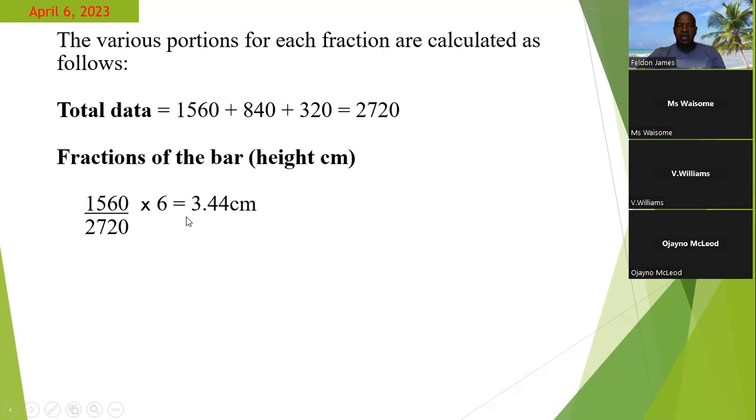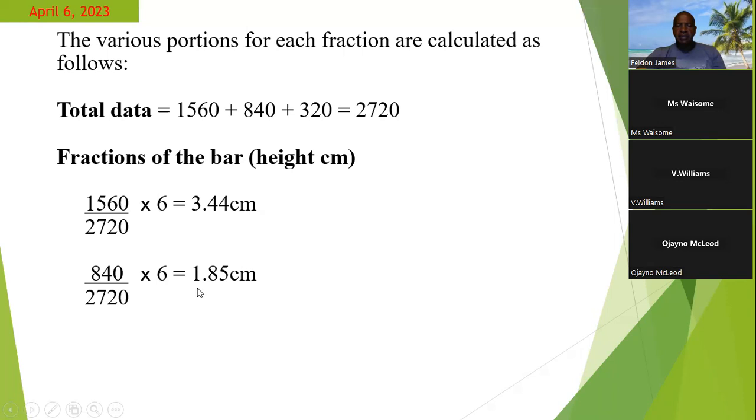So the first portion, which is 1560, as a fraction of 2,720. When you calculate that fraction times 6, which is the height of the bar, that portion of the data would get a portion of that bar to be 3.44 centimeters. All right, so the total height is a 6 centimeter bar. For this portion, which is other method, the height of that portion of the bar would be 3.44 centimeters.